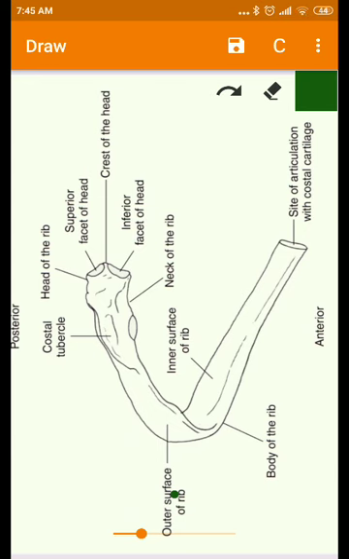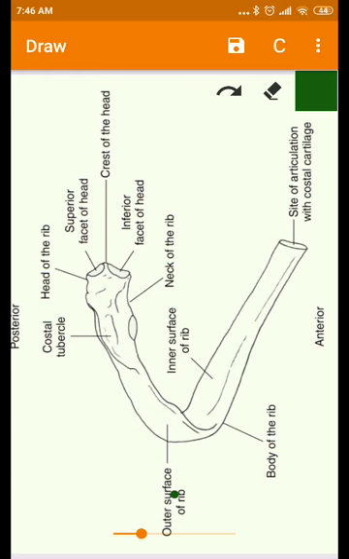Before going to the costovertebral joint: the costovertebral joint is formed by the articulation of the rib with the thoracic vertebrae. So now we'll see some of the features of the typical rib.